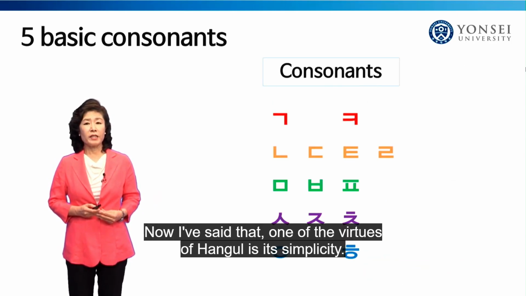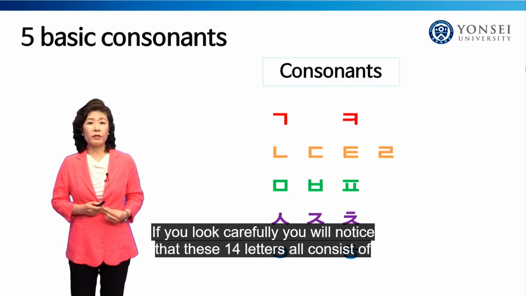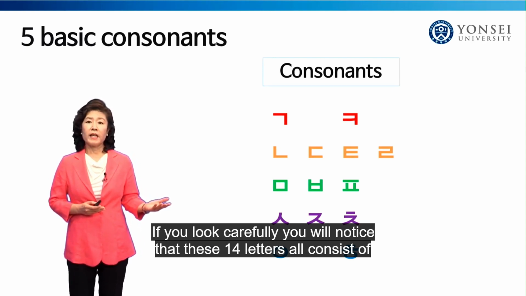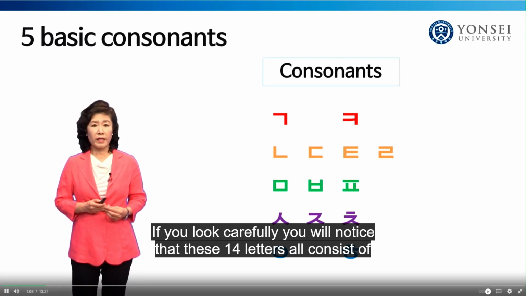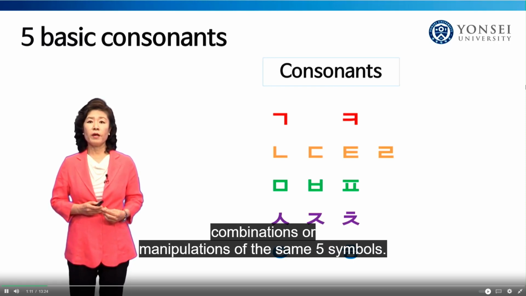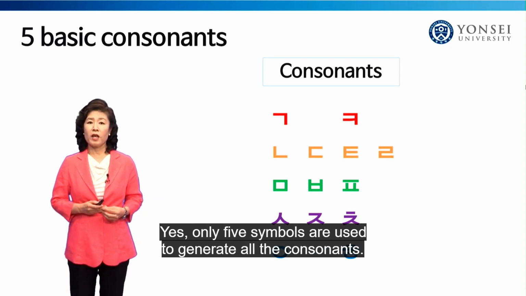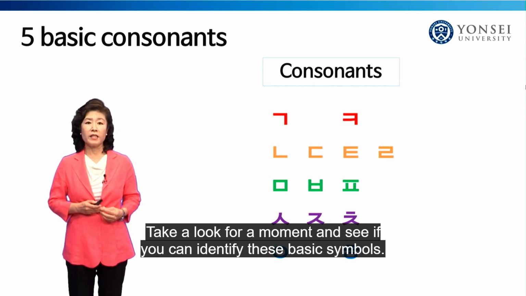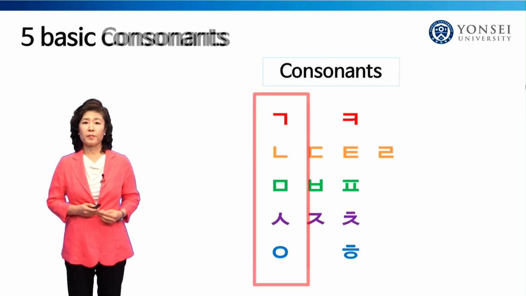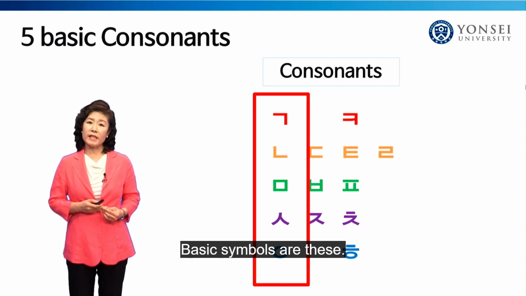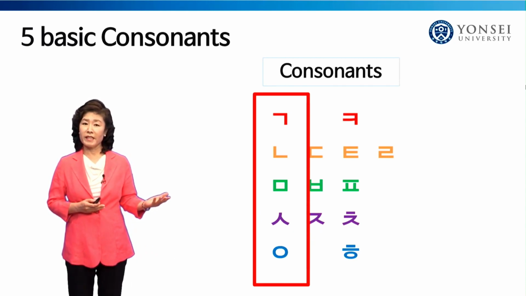Now, I've said that one of the virtues of Hangul is its simplicity. If you look carefully, you will notice that these 14 letters all consist of combinations or manipulations of the same 5 symbols. Yes, only 5 symbols are used to generate all the consonants. Take a look for a moment and see if you can identify these basic symbols. Basic symbols are these. That wasn't that hard, was it?